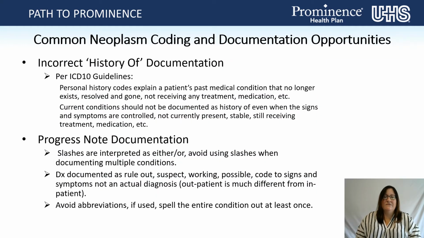Some commonalities found in clinical documentation specific to the term history of. Per the ICD-10 guidelines, personal history codes, which are Z codes, explain a patient's past medical condition that no longer exists. It's resolved and gone, not receiving any current treatment or medications, etc. Current conditions should not be documented as a history of, even when the signs and symptoms are controlled, not currently present, stable, still receiving treatment, medications, etc.